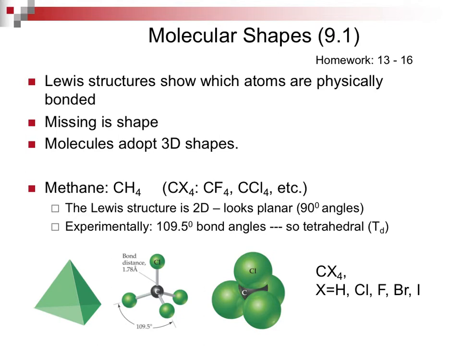It is called molecular shapes. When we did a Lewis structure, let's say for methane, we showed how all the different hydrogen atoms were bonded to carbon. Missing is a shape. Some of you have heard of Flat Stanley. Well, as we've drawn it here, this is a two-dimensional molecule.